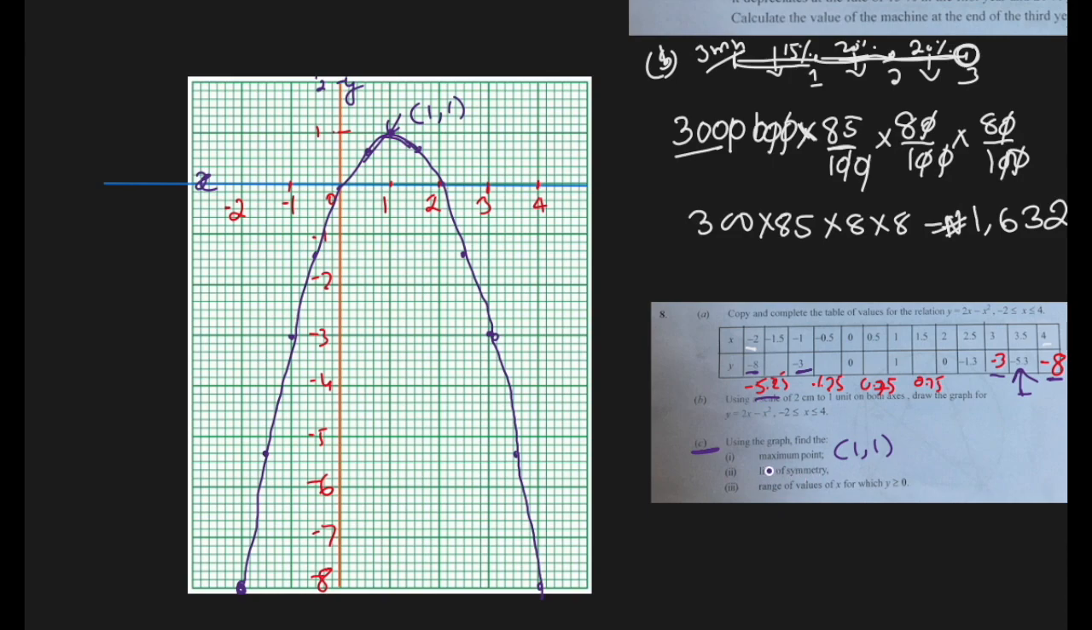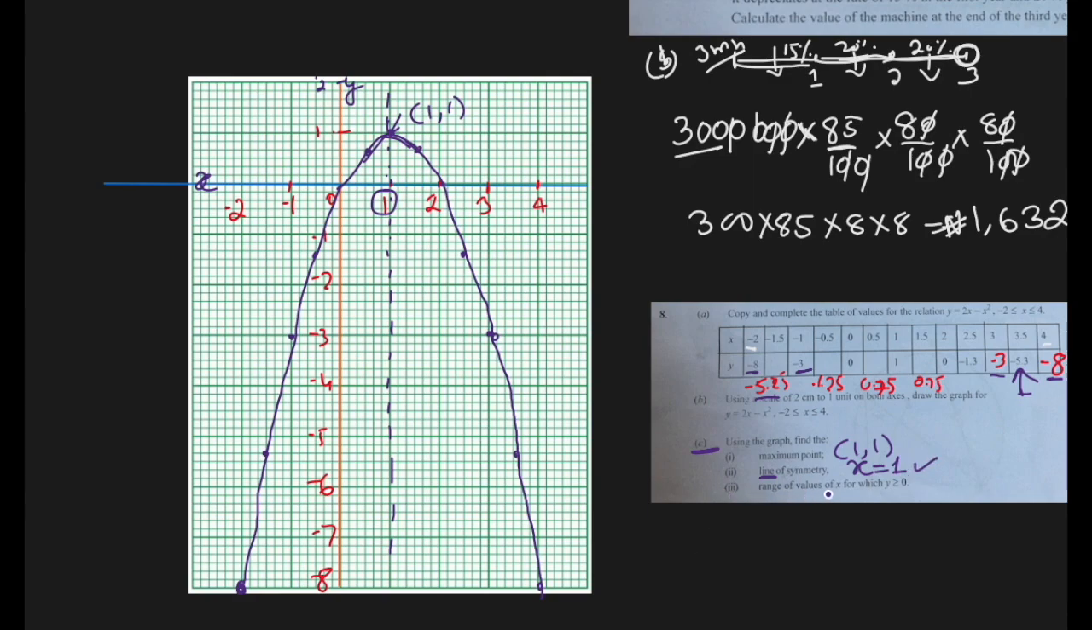Line of symmetry. The line of symmetry goes exactly in between the two parts which are the reflection of each other through the vertex, and this line is passing through 1. Because it's a line, it should have an equation. So not y, x equal to 1. That is the equation of the line of symmetry, x equal to 1. Never write just 1 because it's a line, it should have an equation.